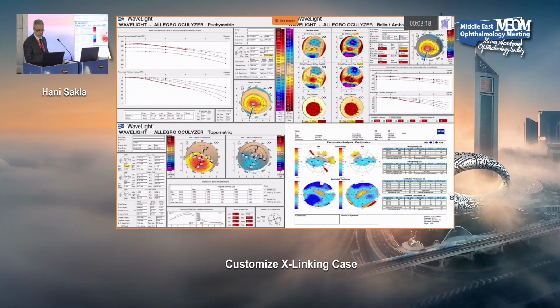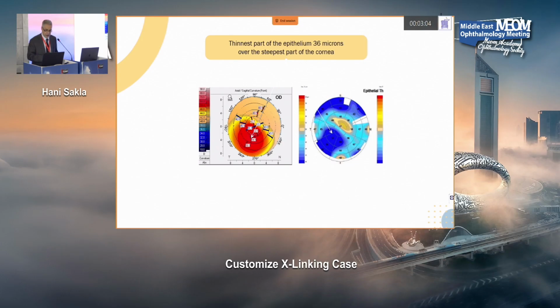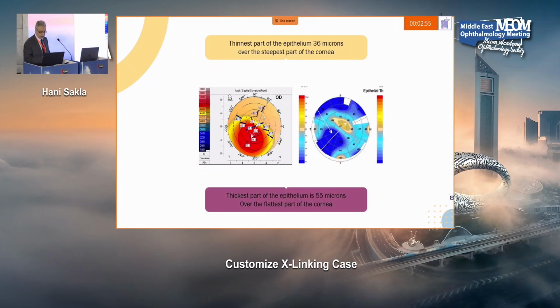So these are her images in the Pentacam, and in the lower right we can see the difference in the epithelial map between her right eye and her left eye. We can see the thinning in the epithelial layer. Here we can tell that the thinnest part of the epithelium is 36 microns over the steepest part of the cornea, and the thickest part of the epithelium is 55 microns, over the flattest part of the cornea.